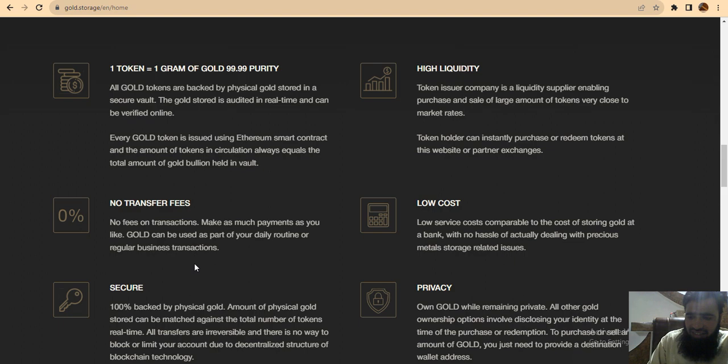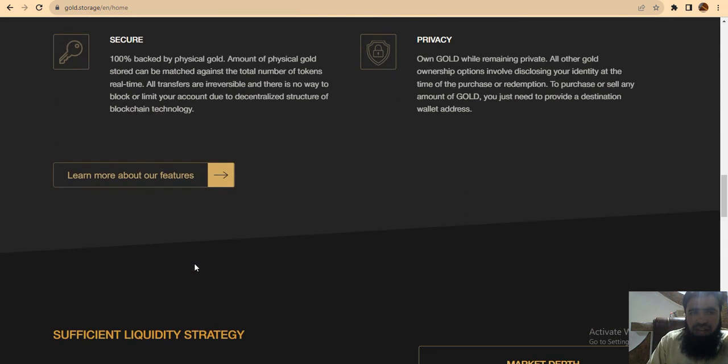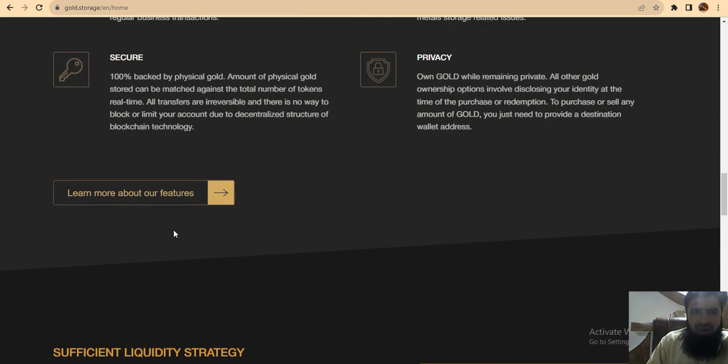So guys, this is the gold project, which is 100% secure and all transfers are irreversible, and there is no way to block or limit your account due to the decentralized structure of blockchain technology.